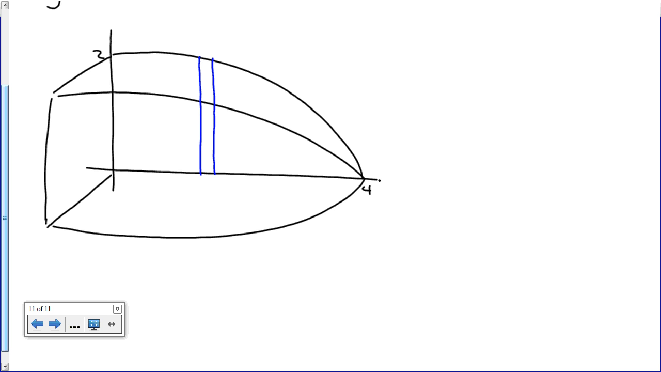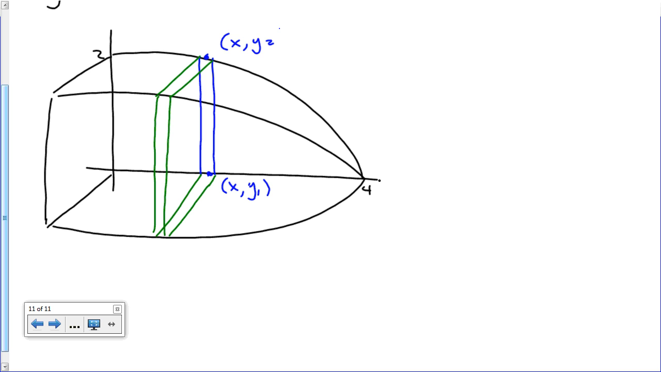And if you draw in kind of the rest of this slice in 3 dimensions, it's going to look something kind of like this. All right, and you get this little rectangular solid here. Let's go ahead and name these points here, like we've done many times. I'm going to call this X, Y1 down here, and we'll call this one X, Y2 up here.